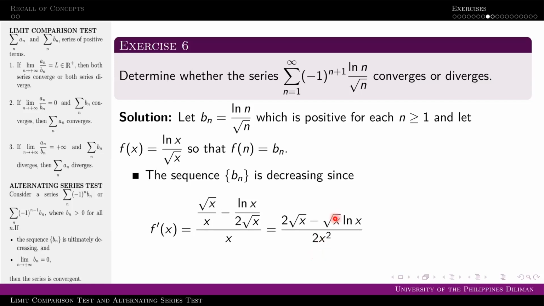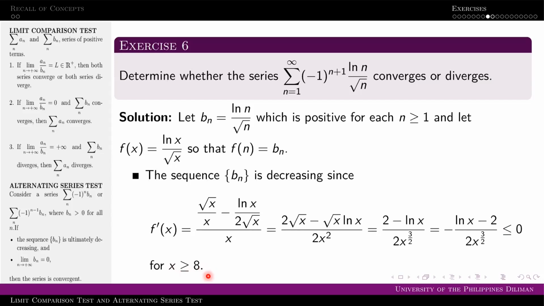And when I factor out square root of x from the top and cancel it with the denominator, what's left is (2 minus ln x) over 2 times x raised to 3 halves. And remember, ln x is increasing, while 2 is a fixed constant. So at some point, ln x will overtake 2. And that happens whenever x is greater than or equal to 8.